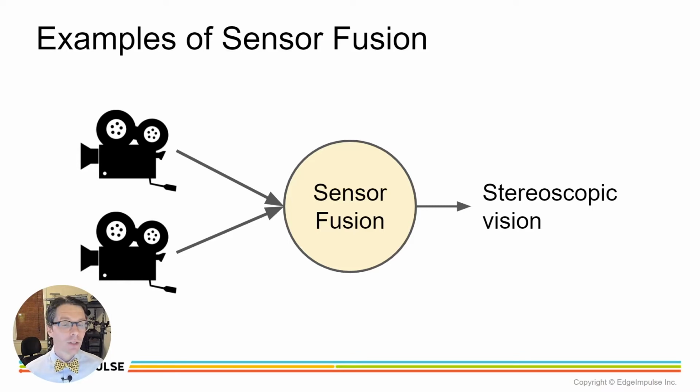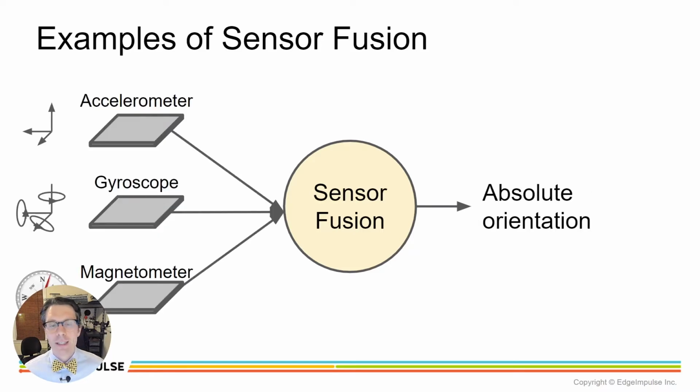Another example is stereoscopic vision. This is when you take two cameras of the same type, you put them together at a known distance apart from each other, and use the information, combine it in a way such that you can get an idea of the three dimensions in the space around you. This is an example of sensor fusion using two sensors of the same type.